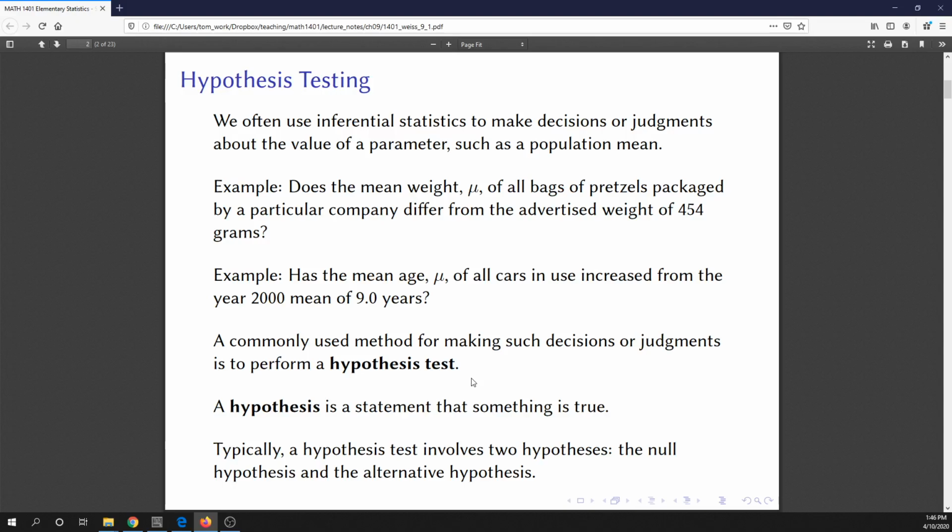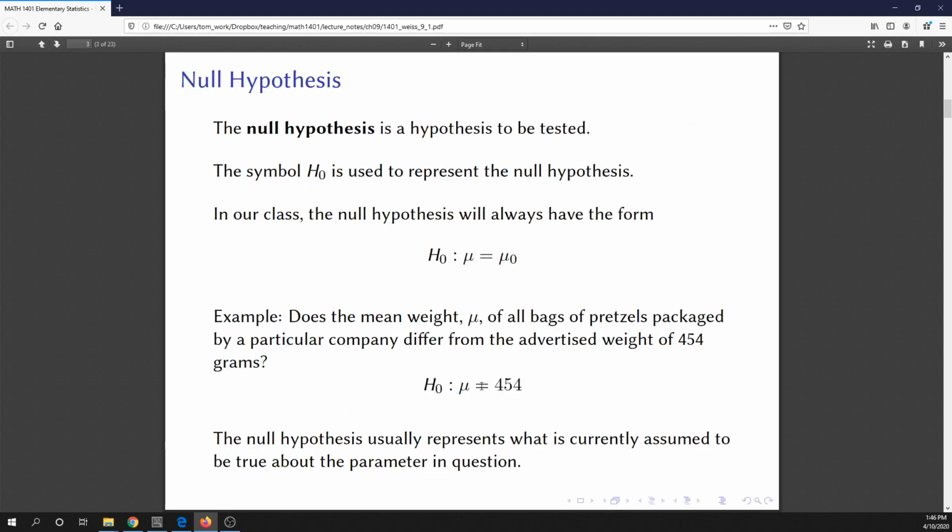All right, so let's talk about those. The null hypothesis is a hypothesis to be tested. We're going to use the symbol H sub 0, or H naught, or H0. You'll hear me probably refer to it in multiple different ways. That symbol is used to represent the null hypothesis. In our class, in our textbook, the null hypothesis is always going to have this form.